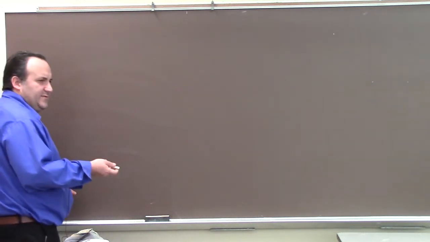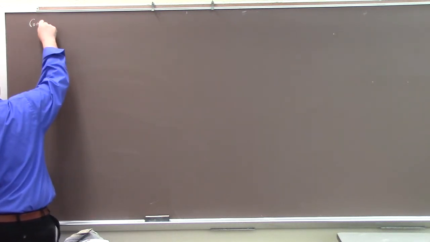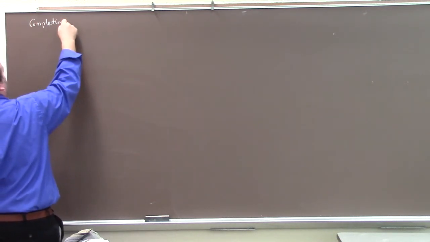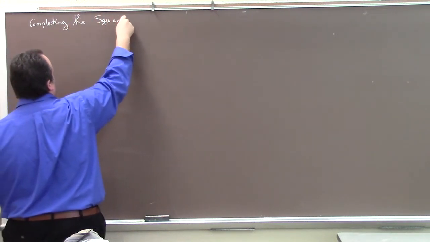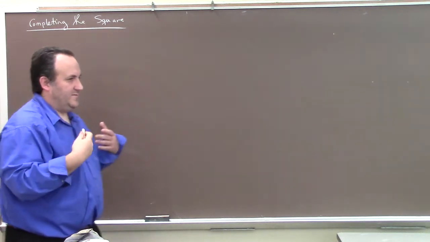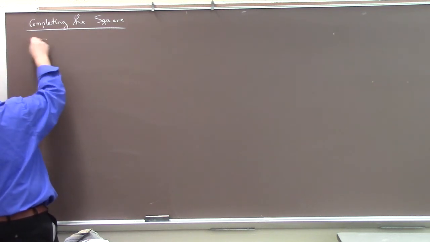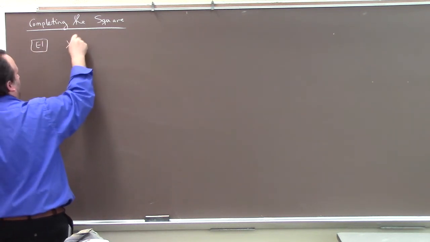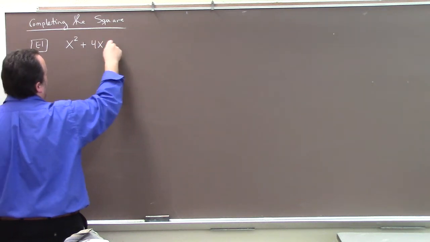All right, so what I did was this thing called completing the square, right? And so what this is, it's a way we can factor with confidence. So example 1, suppose you want to factor x squared plus 4x minus 9.